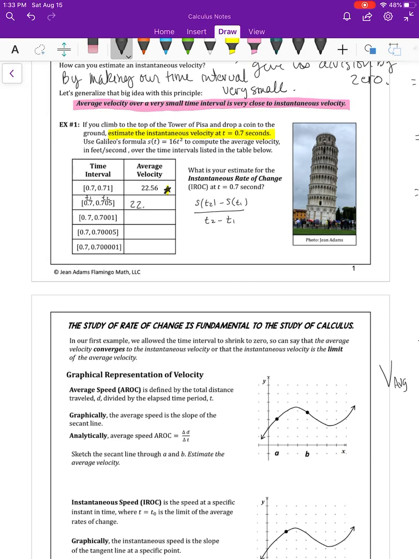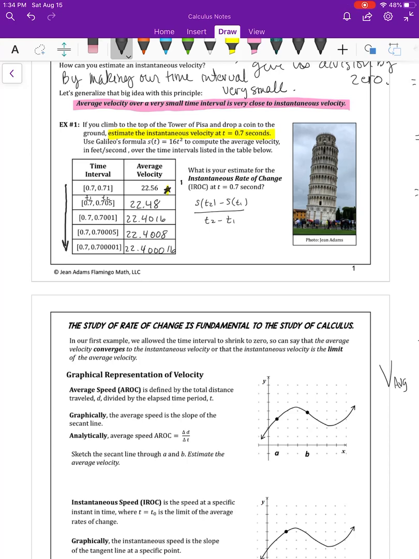Okay, so you should have gotten 22.48 on that one. You should have gotten 22.4016 on this one, 22.4008 on that one, and 22.400016 on the last one. So what you can see is that they gradually decreased the amount of time as they were going down, so that they could get closer and closer to that instantaneous velocity.